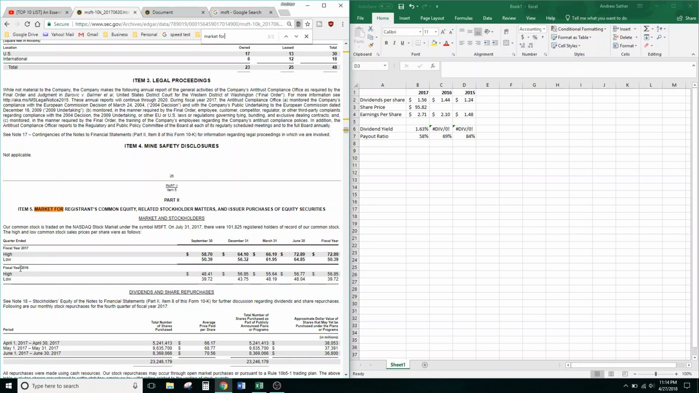share price numbers. So here, 2016, that's nice. They have it for us for the fiscal year. I'm just going to take the high for simplicity's sake. Or, let's not be lazy. Let's take the average of the two.